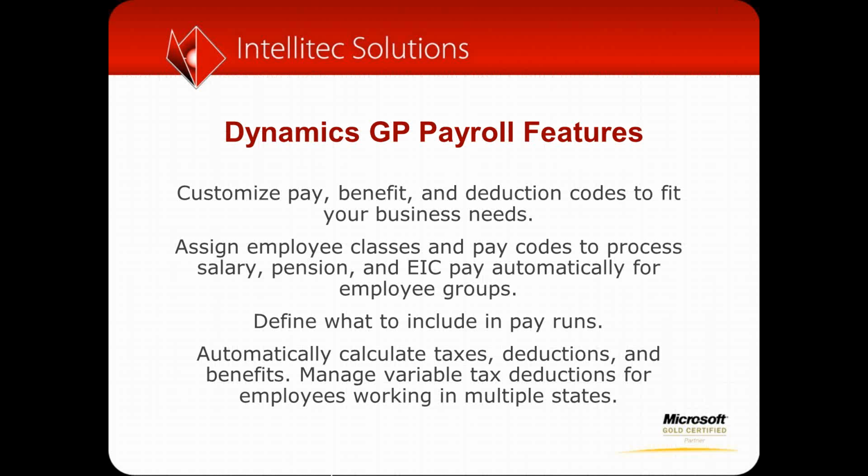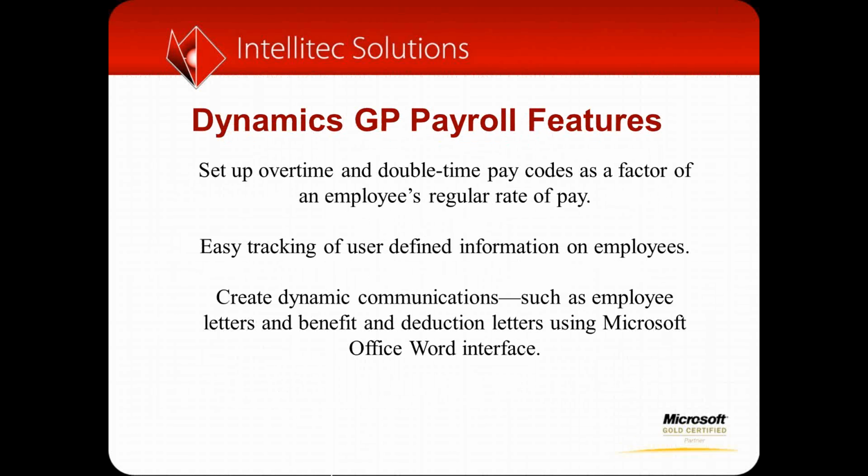The system will automatically calculate taxes, deductions, and benefits. And you can also have the system calculate the taxes for individuals who work in multiple states. You can set up your overtime and double time pay codes to be a factor of the regular rate of pay. And what that does is that makes sure that your pay rates are all consistent. So if I have an overtime rate of 1.5 times the employee rate, the system will calculate that for you. And if you have a person who gets an increase, it will automatically increase the overtime and double time pay codes that are based on that rate of pay.